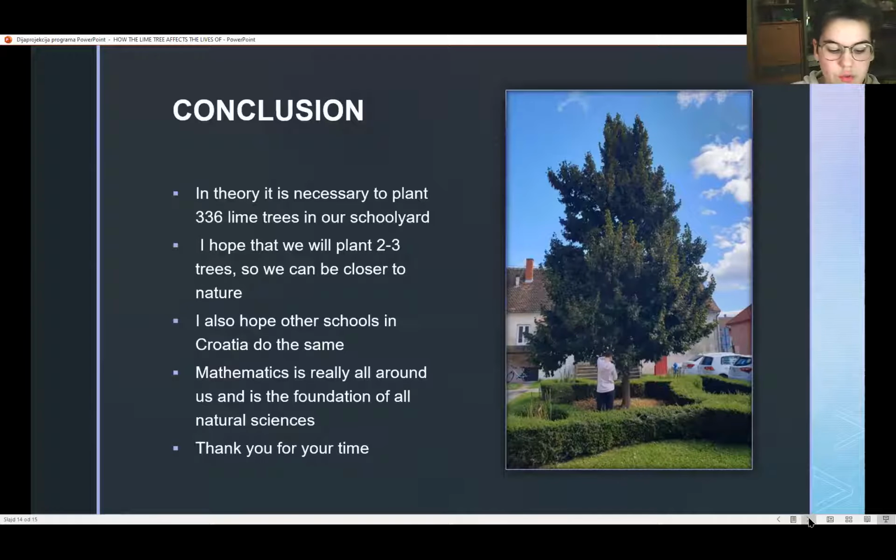I enjoyed following and measuring the lime tree in front of the school and using mathematics. Mathematics is really all around us and is the foundation of all natural sciences. I'm always happy when I can apply math knowledge to concrete and live things. That's all. Thank you for your time. Are there any questions?